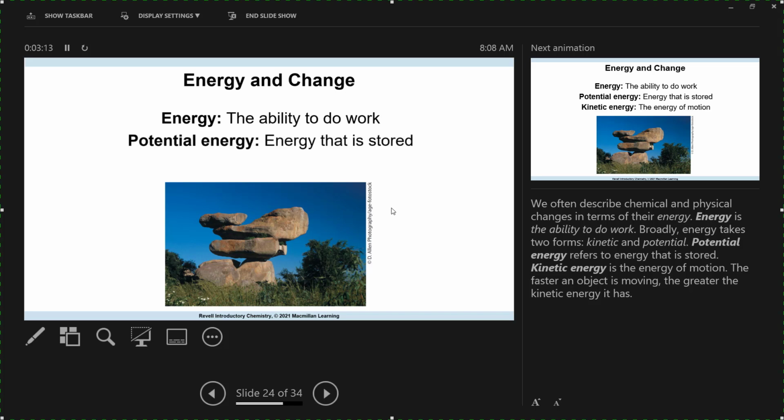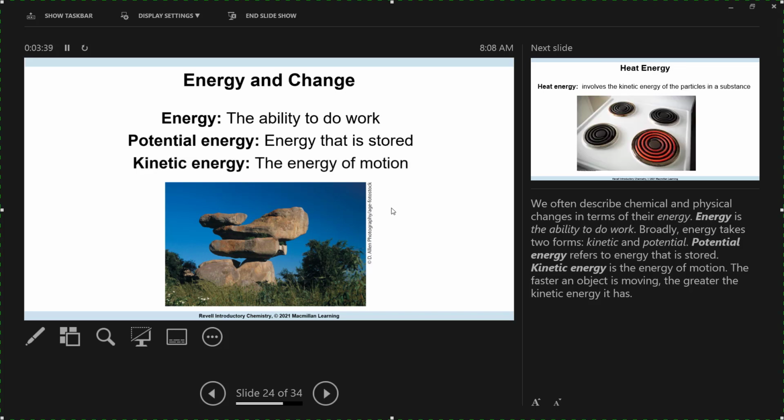And you know potential versus kinetic energy. We're going to focus on both potential and kinetic. The potential we're going to look at is what we call chemical potential energy, so energy that is stored within the bonds and the arrangement of the atoms. Potential energy is energy that is stored, versus kinetic energy, the energy of motion. And the kinetic energy that we're going to focus on is what's called thermal energy.